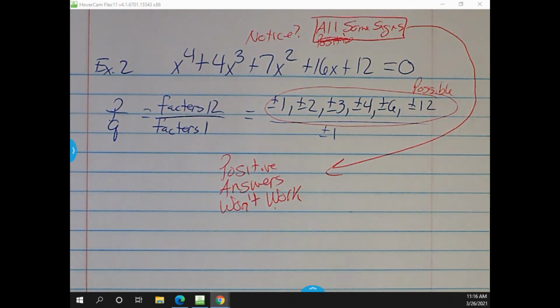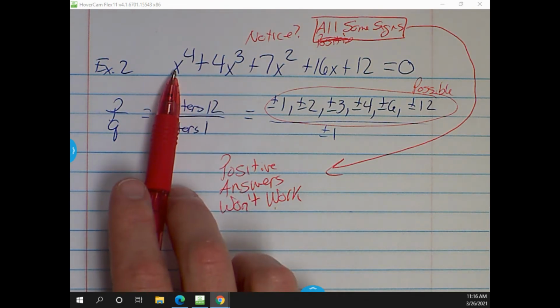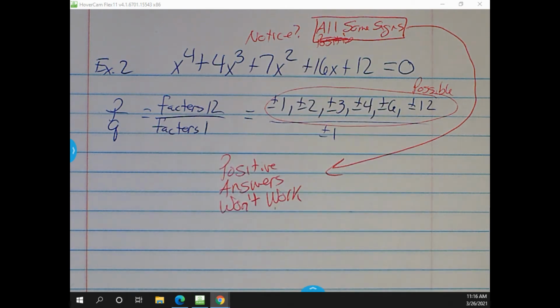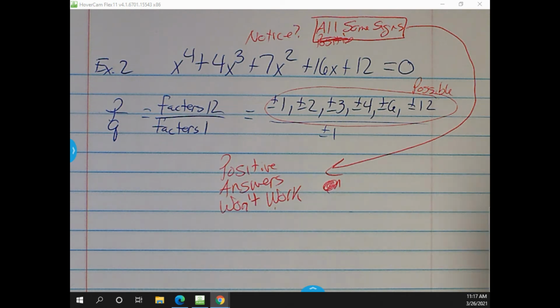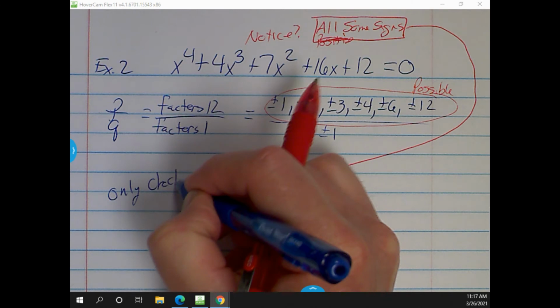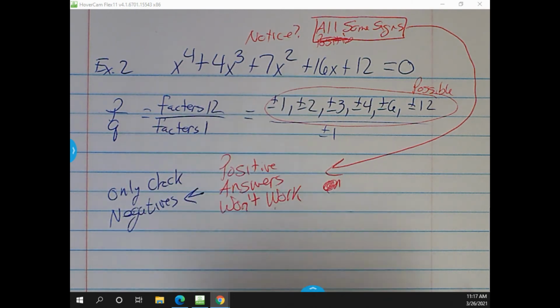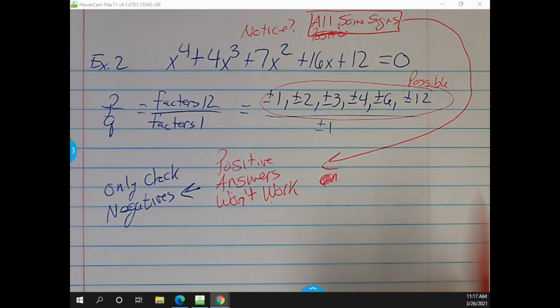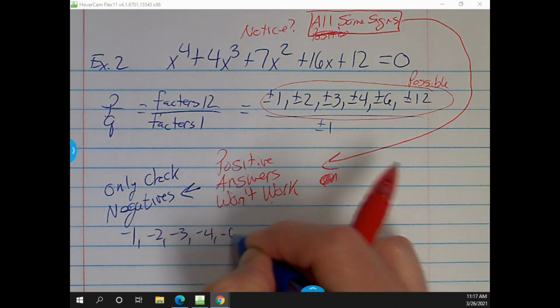Because there's no way you can plug in any, because all these answers are positive. If you start with 1, every single one of these numbers, you're going to keep adding something to it. So when we're doing this one, we only have to worry about checking the negative answers. So we only need to worry about -1, -2, -3, -4, -6, and then -12.